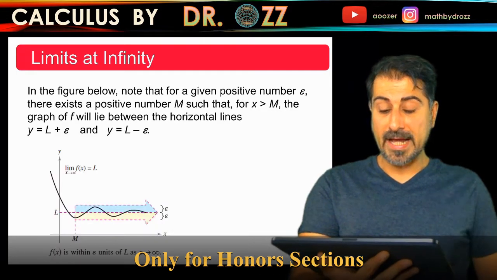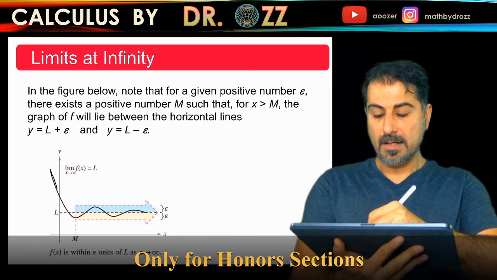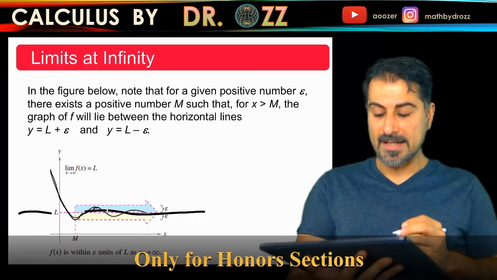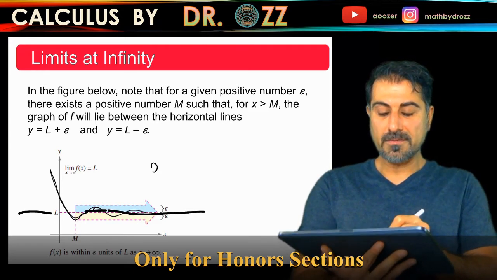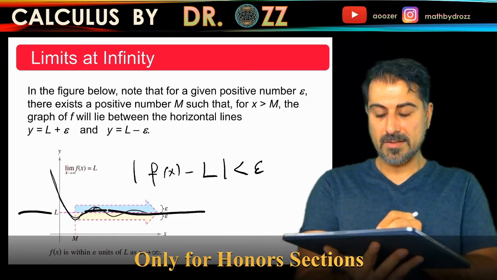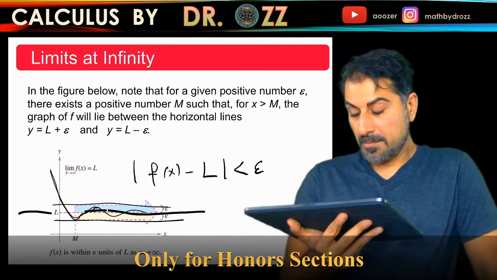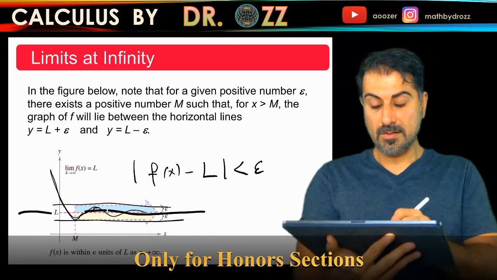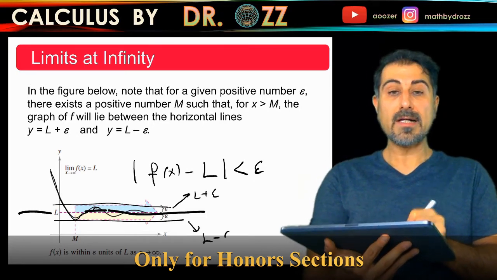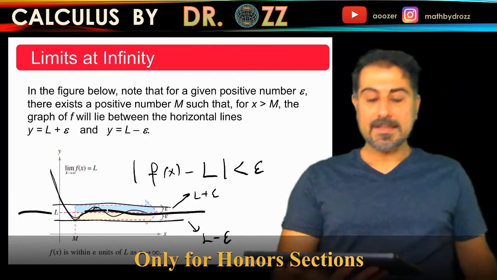There's a good picture for that. The graph of f is the black curve here, and here is L as a number. We can easily see that the difference between the function values and L is kept in the epsilon neighborhood, because this strip is just epsilon bigger than L. The top part of the strip is L plus epsilon, and the bottom part is L minus epsilon. So the function values are kept in that strip.